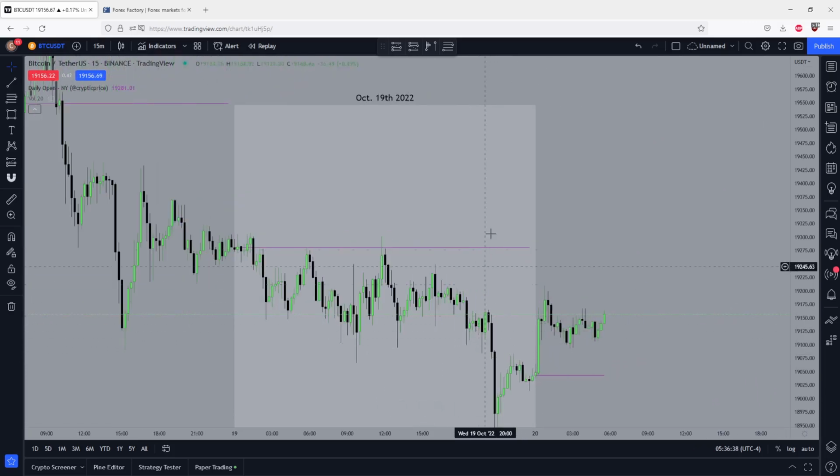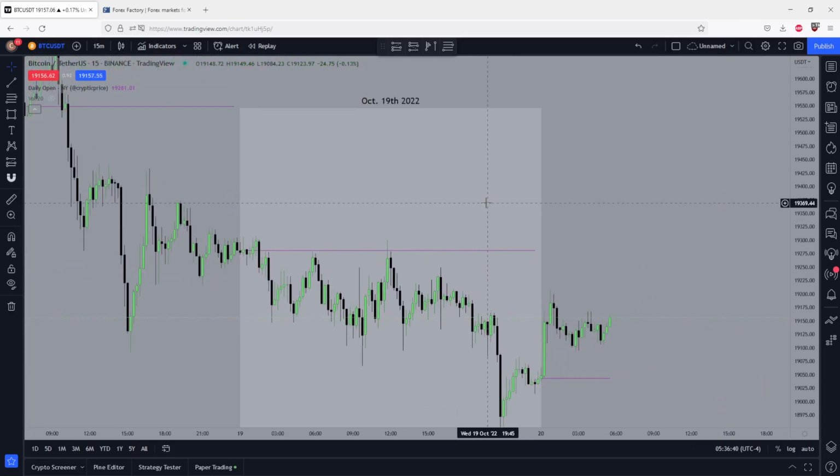And those were all the good setups that I found in yesterday's price action.